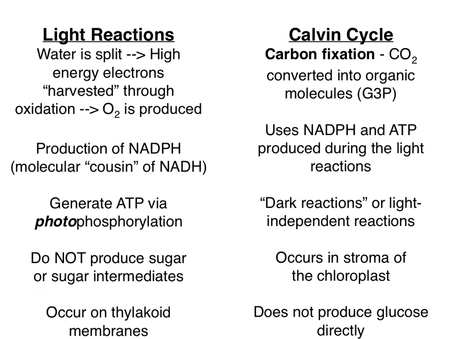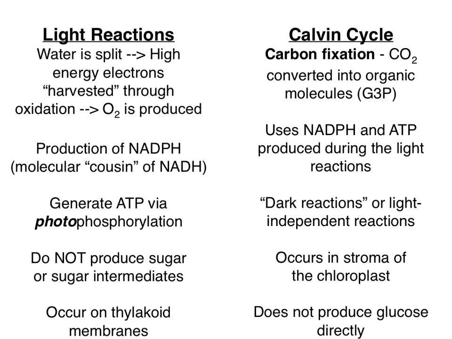I do want to remind you that the light reactions do not produce any sugar or sugar intermediates. Really, the only products of the light reaction are NADPH and ATP. And the light reactions are going to occur on the membrane of the thylakoids, those membranous stacks on the inside of the chloroplast. In contrast, the Calvin cycle, this will be the carbon fixation step.